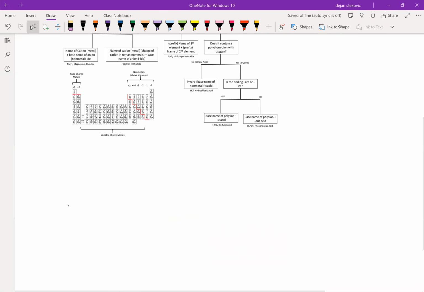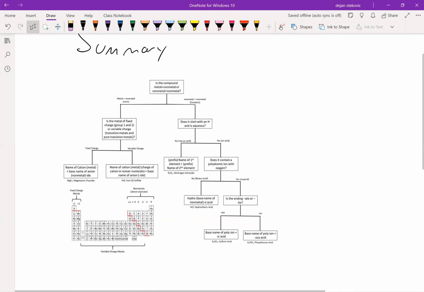So for example, let's go ahead and start off with NaCl. The first thing that we're going to ask ourselves is, is the compound composed of a metal and nonmetal or two nonmetals? In this case, sodium is a metal, chlorine is a nonmetal, so we're going to go with a metal and nonmetal. So we're going to go over to the left here where it says metal plus nonmetal, and of course that's an ionic compound.